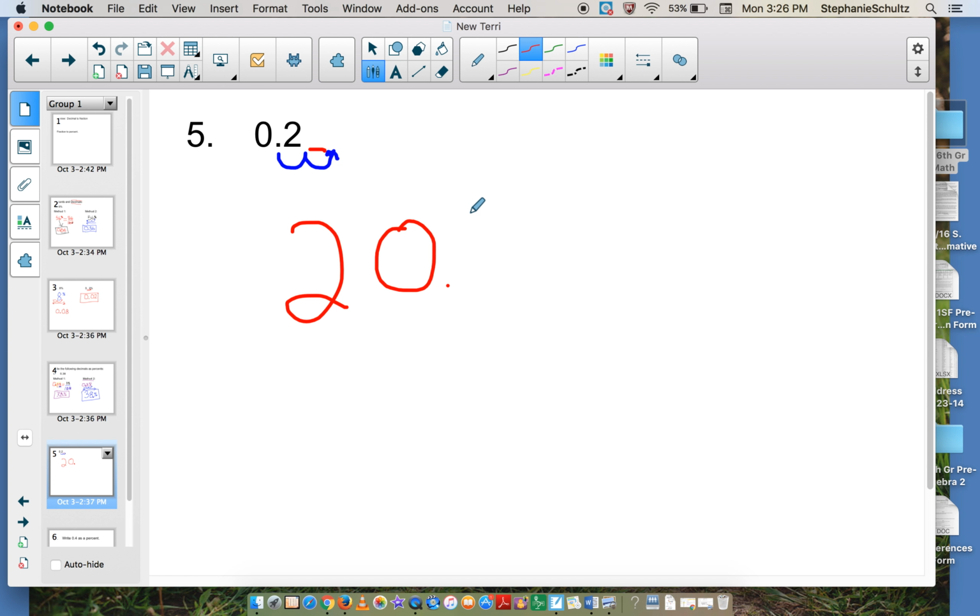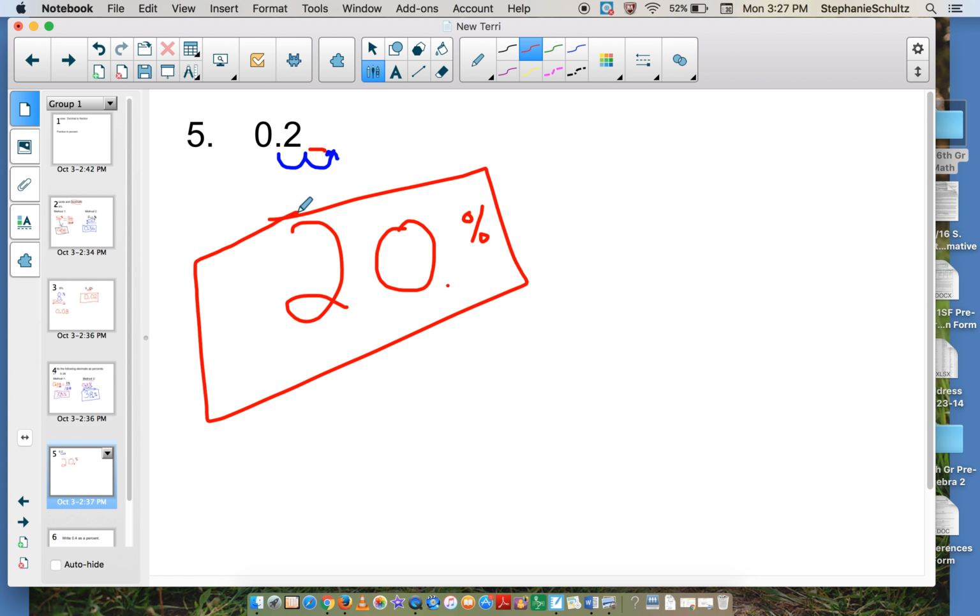Hey, 20. What do I need? If I'm making this into a percent, my answer has to have a percent sign. There we go, and our answer is 20%. Notice it doesn't say 2%, which is a big issue. Sometimes we see 0.2 and we're like, oh, 2%. No, you got to make sure it says 20%.